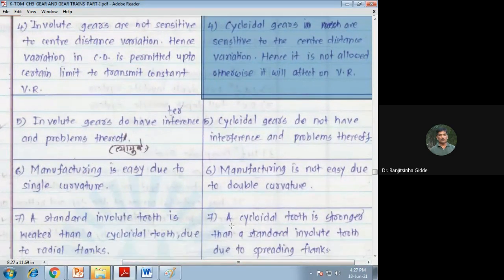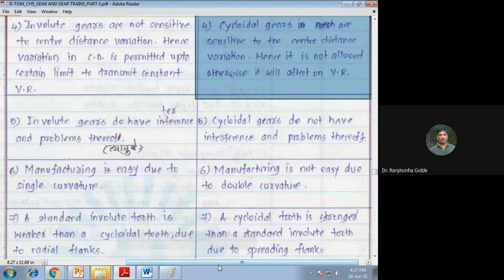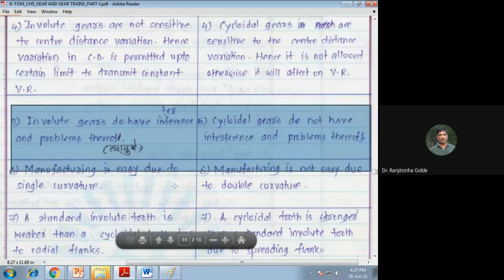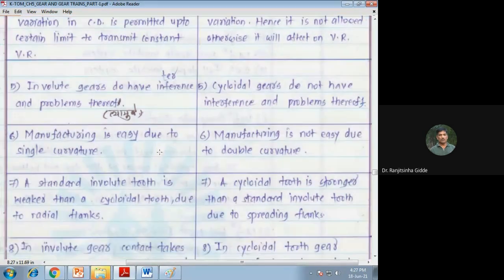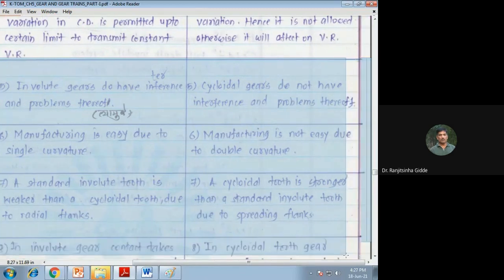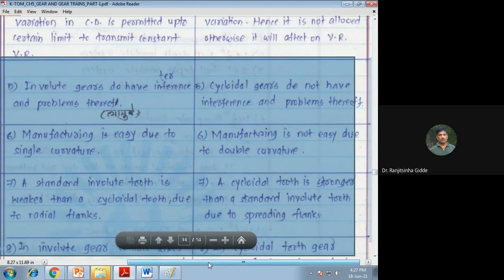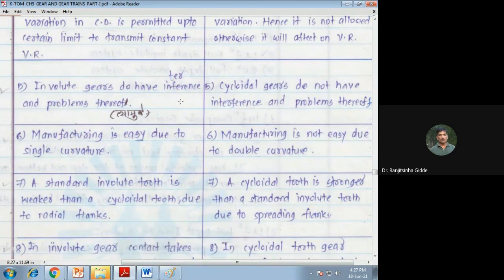Next difference you can write for the involute: involute gears do not have interference and problems thereof. That we are going to study during interference.